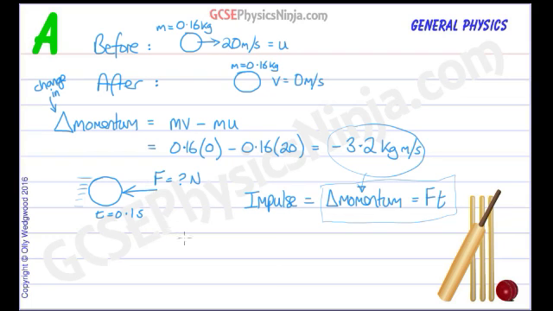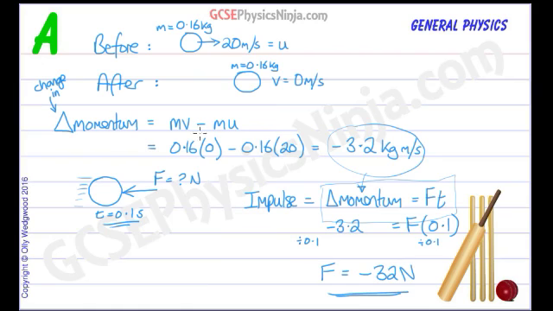Let's put the numbers in now. So we know that minus 3.2 is equal to the average force times by 0.1 seconds. There's our time, 0.1 seconds. So to find the force, we need to divide both sides by 0.1. And we'll find that F equals minus 32 newtons. And that would be the average force applied by the fielder on the ball to bring it to rest.